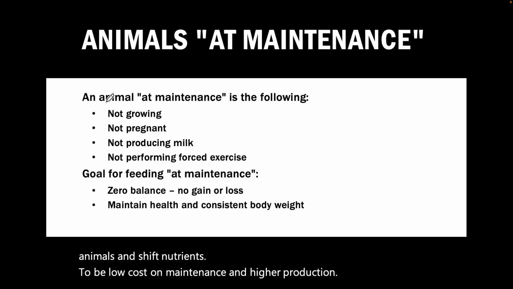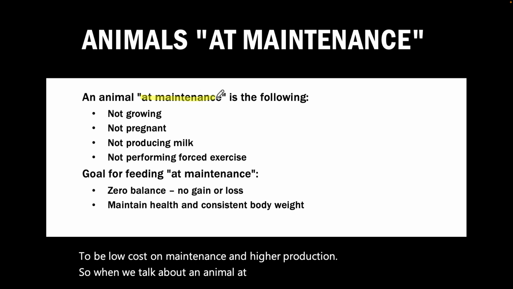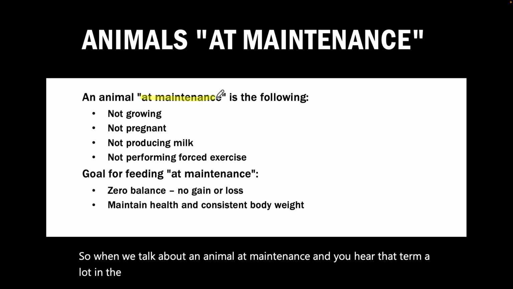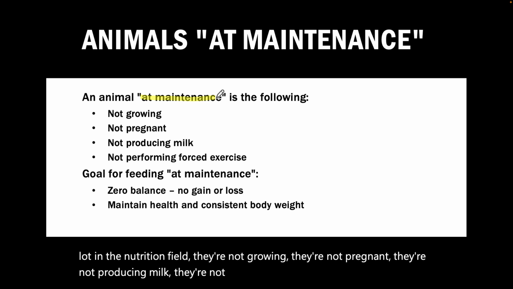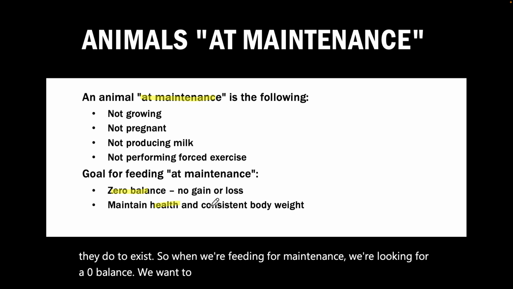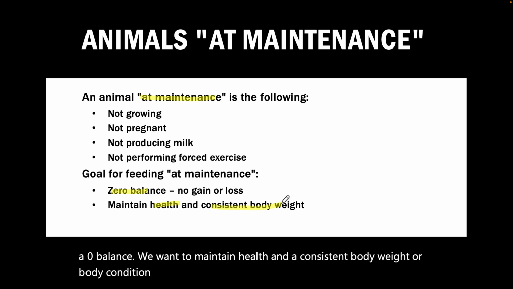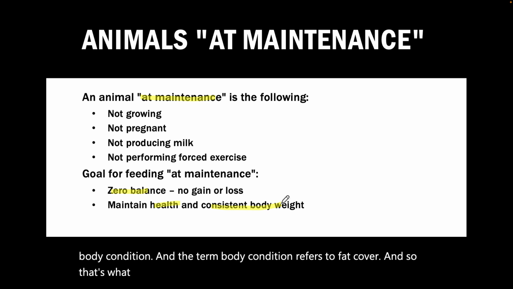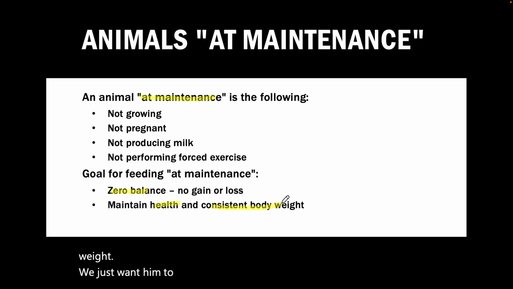So when we talk about an animal at maintenance, and you hear that term a lot in the nutrition field, they're not growing, they're not pregnant, they're not producing milk, they're not doing any exercise above and beyond what they do to exist. So when we're feeding for maintenance, we're looking for a zero balance. We want to maintain health and a consistent body weight or body condition. And the term body condition refers to fat cover. And so that's what we're looking for. We are not pushing them to gain or lose weight.